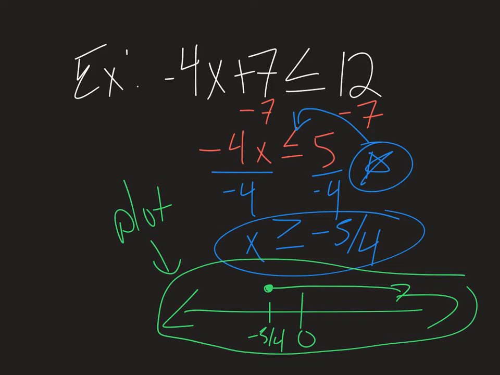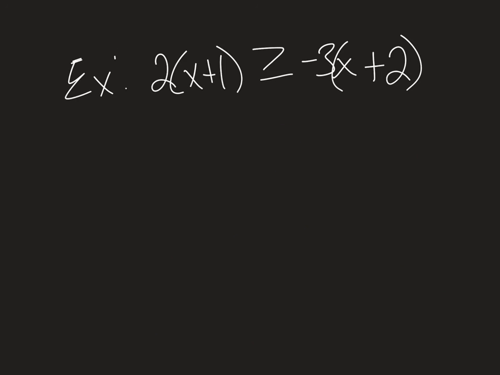So really, we can treat this just like we would an equation. We just have to be careful with any negatives that we may or may not have. If we're multiplying or dividing by positives, everything's fine. We don't have to change the direction. However, if we divide or multiply by a negative, that's where we have to really check ourselves. So let's take a look at one that's a little more complicated.